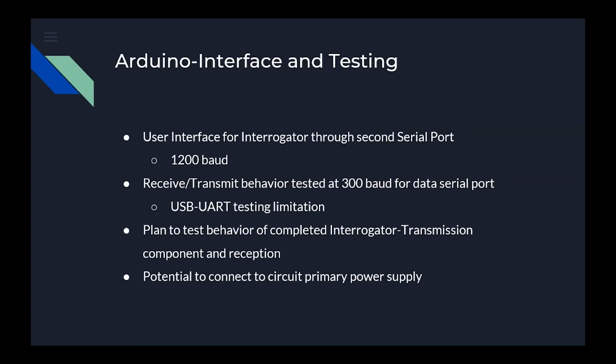For user interface, a second 1200 baud serial line will be set up for the interrogator to print the ID and distance of any responding transponder. Testing of the sketches has thus far been performed with the Arduino IDE at 300 baud due to USB to serial limitations on baud rate.